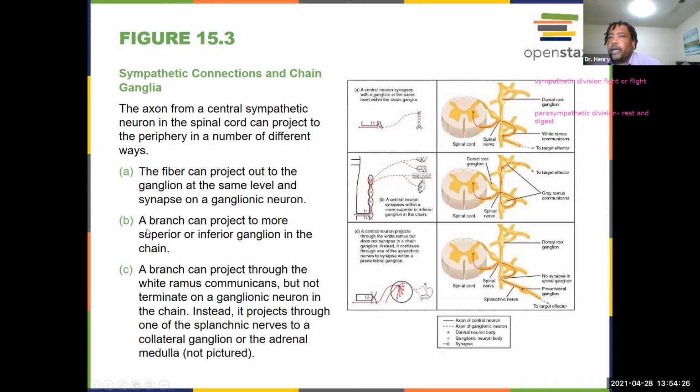Okay, B, so A was like a fiber can project. The next part, we can get branches, right? A branch can project to a more superior or inferior ganglion in the chain. So in this case, we have this guy forming synapses in different areas, forming like a little branch. And so then these could connect to a couple of different organs, all coming from that same axon. So that axon is basically breaking up into little branches, and it has little dendrites on each end, forming those synapses.